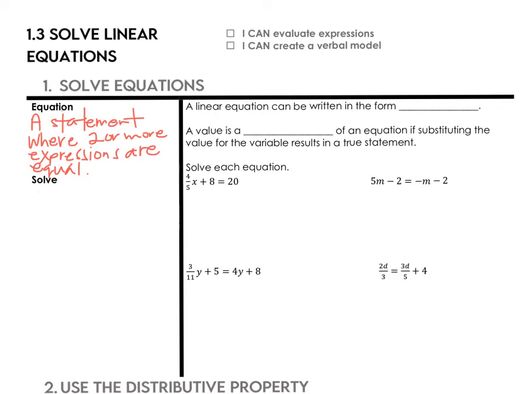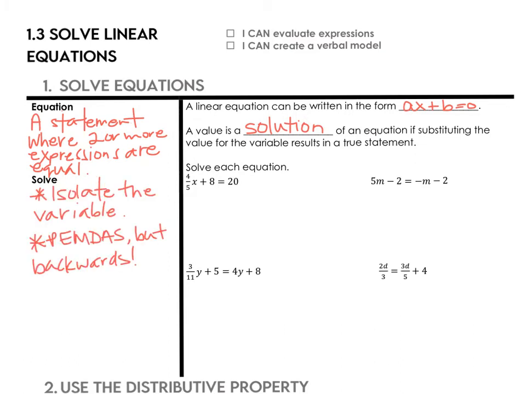The definition for an equation is a statement where two or more expressions are equal. A linear equation can be written in the form ax plus b equals 0. To be linear, it's important to note that your variable only has an exponent of 1. It wouldn't be anything higher than that. A value is a solution of an equation if substituting the value for the variable results in a true statement.